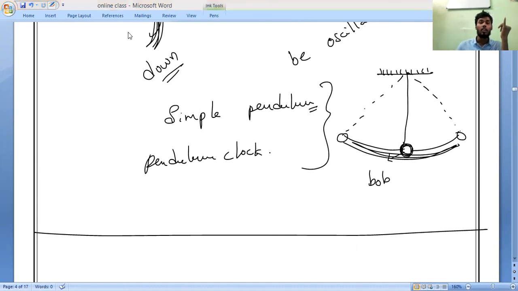A pendulum of a clock, or else you can take a merry-go-round, or the hands of a watch, which have a fixed axis and keep on rotating. Yes or no, guys? So the three main important motions for class 9 are translatory motion, rotatory motion and oscillatory motion. With this I will leave you.